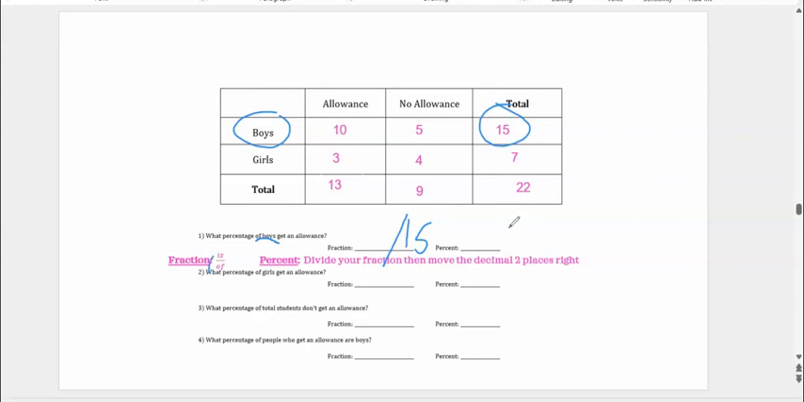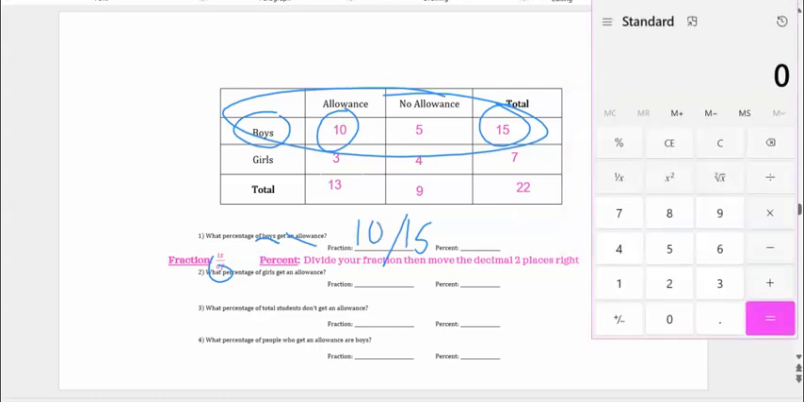That's the bottom number. That's what I mean by "of" right there. What comes after "of" goes on the bottom. What percent of boys get an allowance? Okay, so live in that boys column or boys row there. 10 of them get an allowance. So it's 10 over 15.